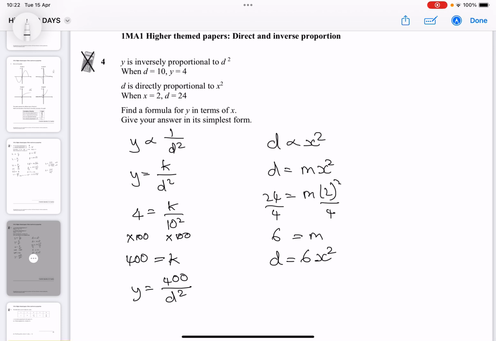If I then substitute that into there, got to be careful. So I've got y equals 400 over 6x squared, all squared. And if I was to square all of that, I'd have 400 over 6 squared, which is 36, and that'd be x to the power of 4.